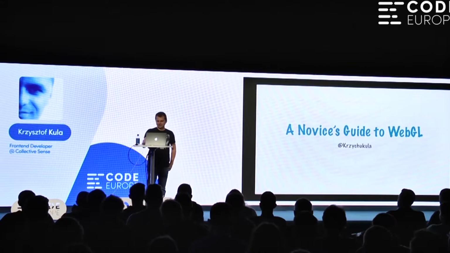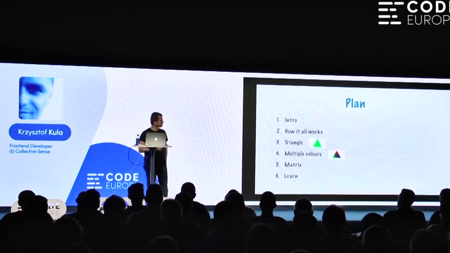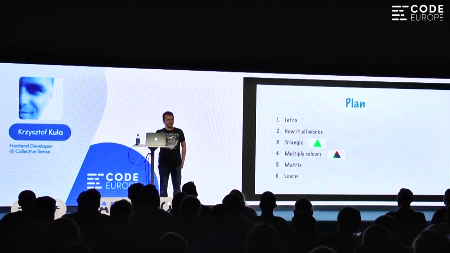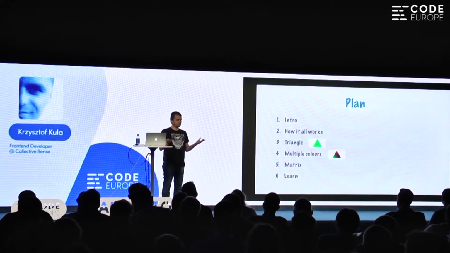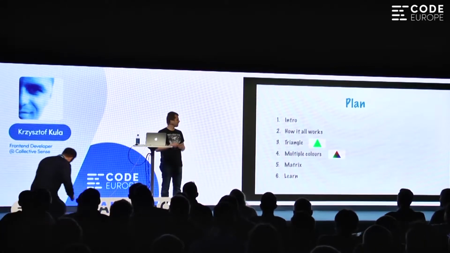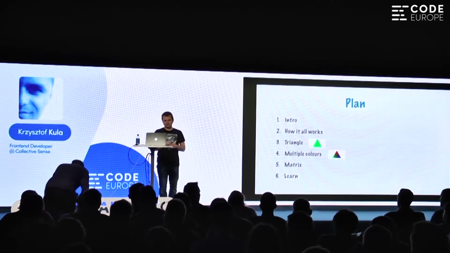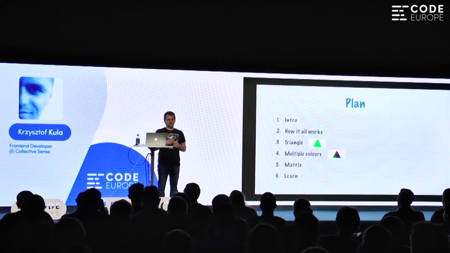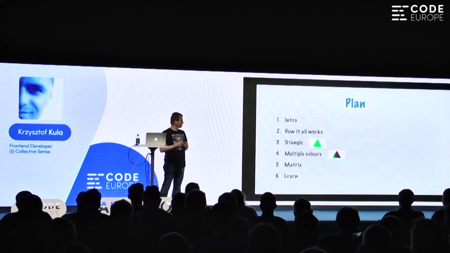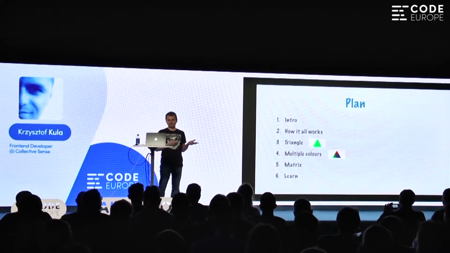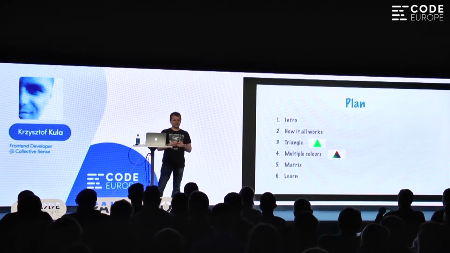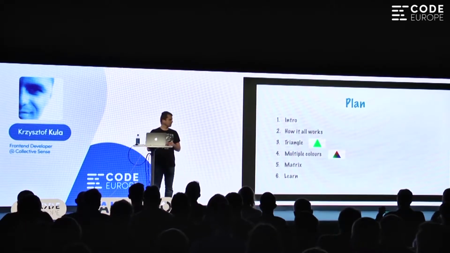Let's start with a quick plan of this presentation. First I'm going to tell you a little about me, about me learning WebGL and all the things around. Then we're going to talk about 3D in general. Then we're going to draw a triangle, the green one, and we're going to build on that and add multiple colors. Then I'm going to tell you a little bit about matrices and how you can learn on your own.